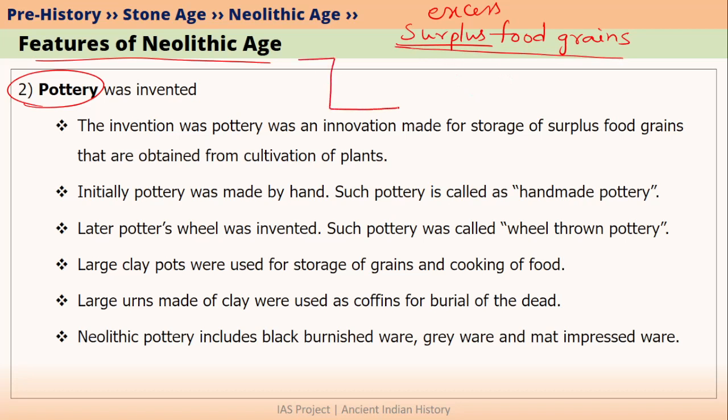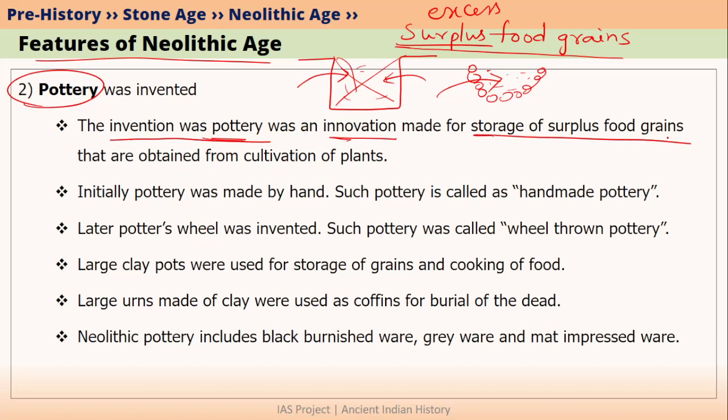Initially, they dug holes in the ground and put these food grains there. But they observed that because of moisture, water leaking and other animals which were going to eat these food grains, the grains were damaged very quickly. Then they tried to make baskets out of leaves and other plant-based objects. But these baskets were also not helpful because the moisture would get inside and damage the food grains. So due to this, a new innovation was made, which was nothing but pottery. So we can say that the invention of pottery was an innovation for the storage of surplus food grains that were obtained from cultivation of plants.